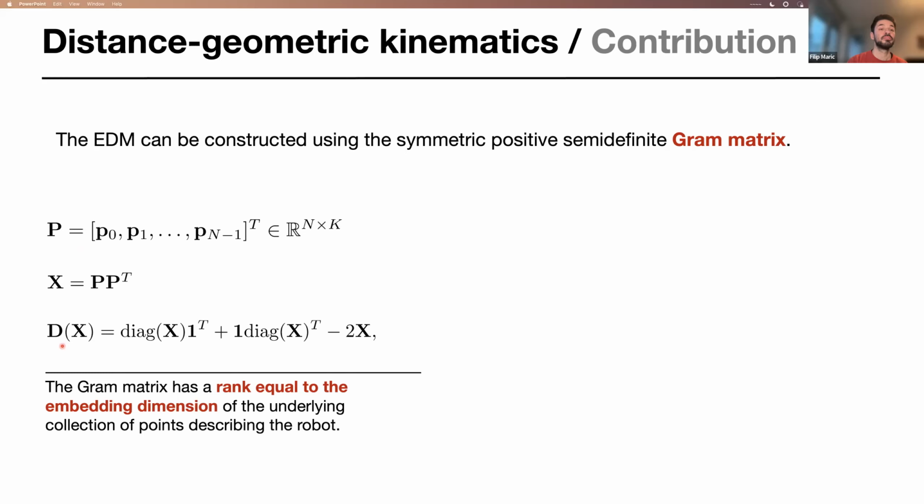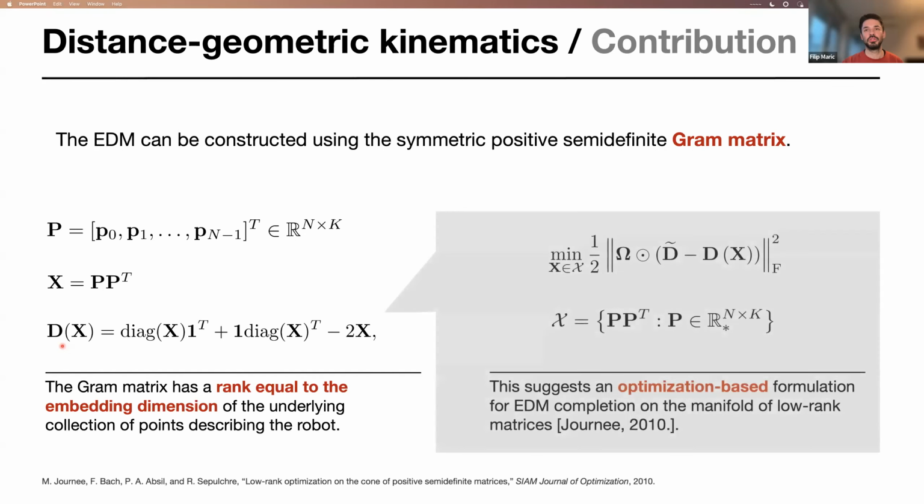However, note that the rank of the Gram matrix will always be equal to the embedding dimension of the underlying collection of points describing the robot. So the rank of the Gram matrix for most robots would be 3, because these robots are described as a set of 3-dimensional points. And this suggests that EDM completion can be formulated as a local optimization problem over the manifold of Gram matrices of fixed rank. So even though this problem is quadratic and seems at first sight to be relatively simple, we've pushed this complexity into restricting where our decision variable can actually be.